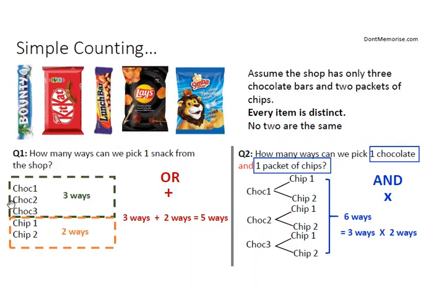So there are 3 ways to choose one chocolate and 2 ways to choose one chips. So in total 3 plus 2, it means 5 ways. There are 5 ways to choose one snack.